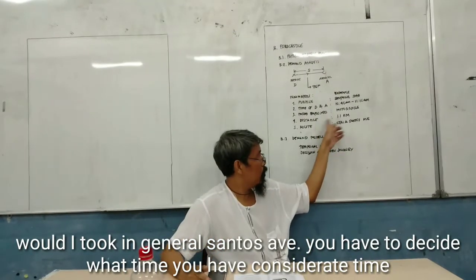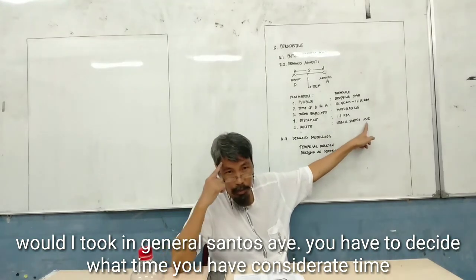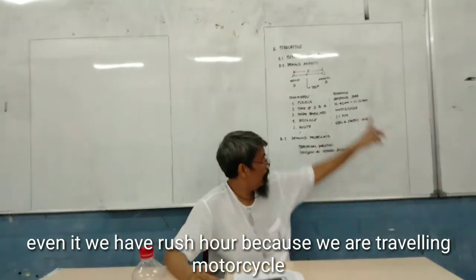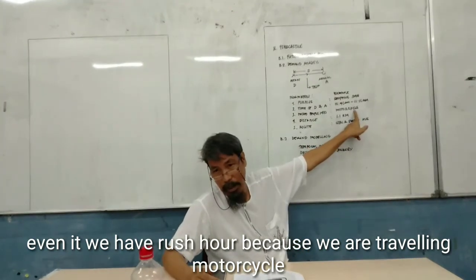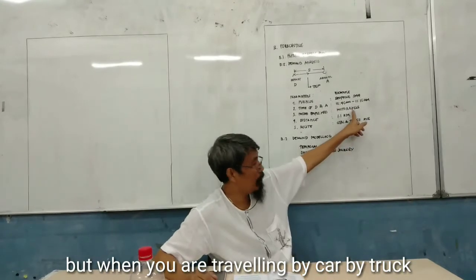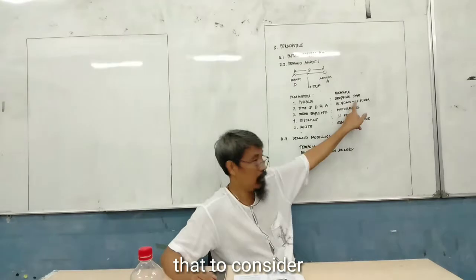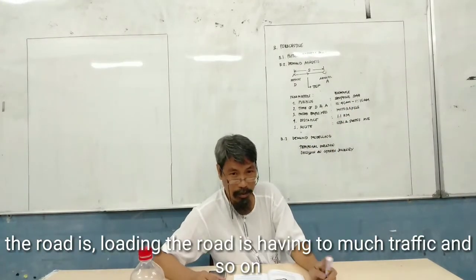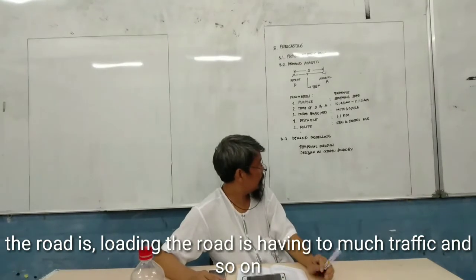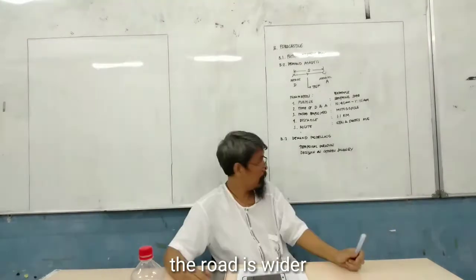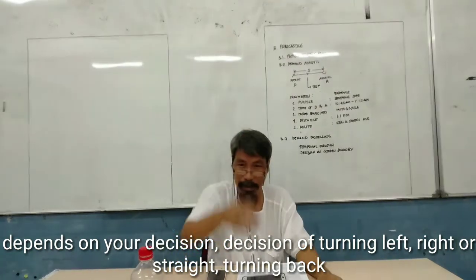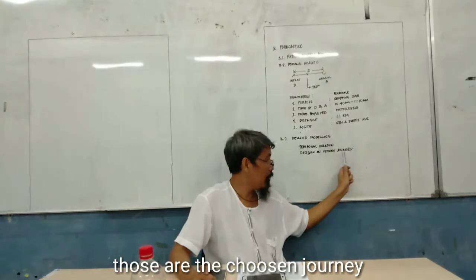What I talk about in general sense, you have to decide what time, considering the time, and even if we have rush hour, because we are traveling by motorcycle, that is okay. You have to consider this. Okay? But when you are traveling by car, by truck, you have to consider the road. Maybe there is too much traffic, and so the road is what? Wider. So, it depends on your decision. Decision of what? Turning left, right, or straight, or turning down. Those are the chosen journey. Right?